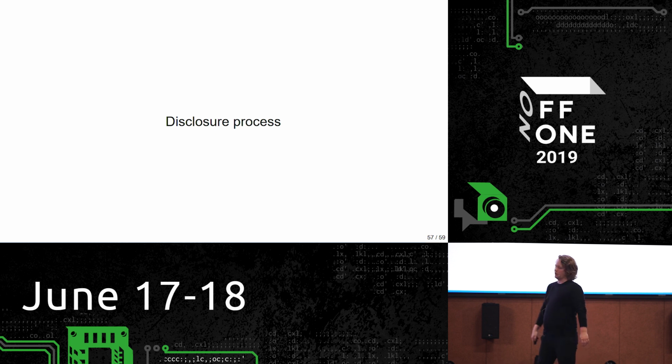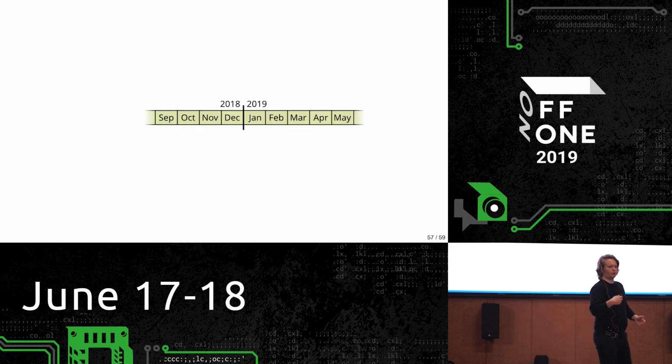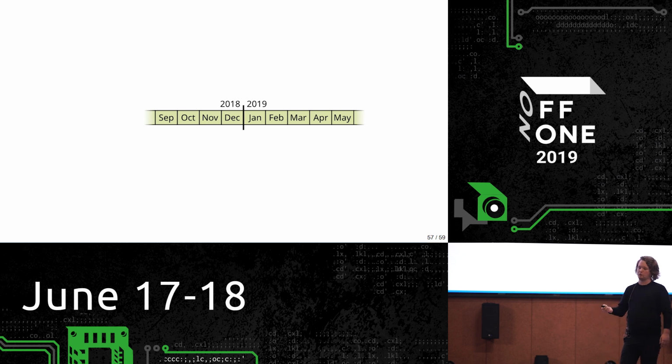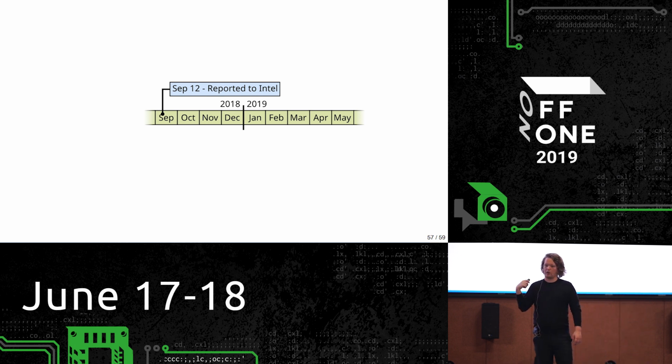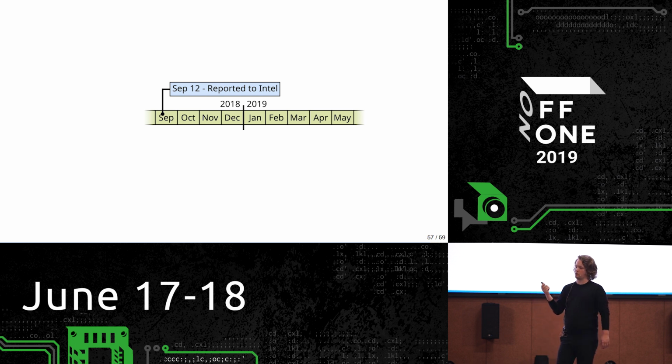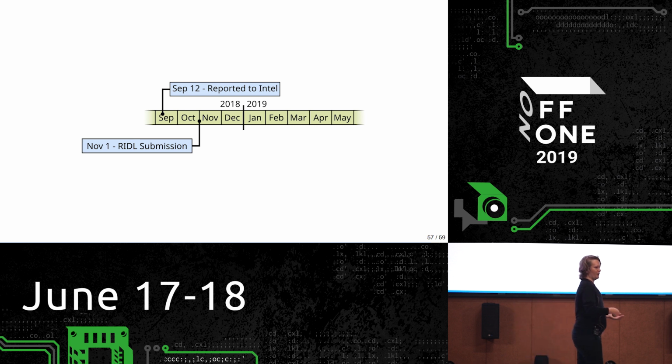So, to talk a bit about the disclosure process. This is from our viewpoint, from the information we got from Intel. This started in September. Our group discovered the line fill buffer instance of MDS, or RIDL, and reported it to Intel the next day. Of course, we're academics, so we started writing a paper and submitted it as fast as possible to not get scooped by anyone else.